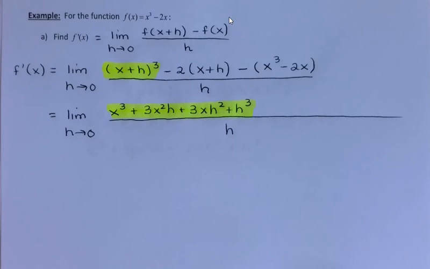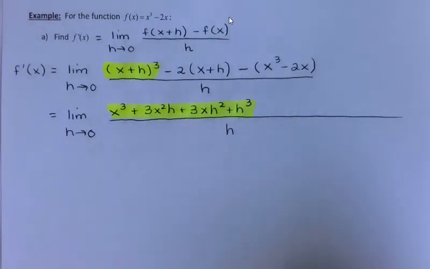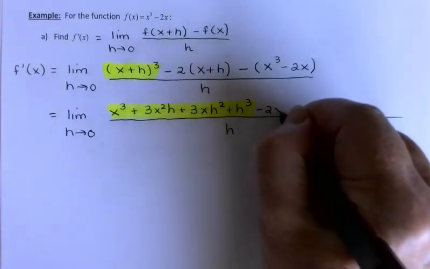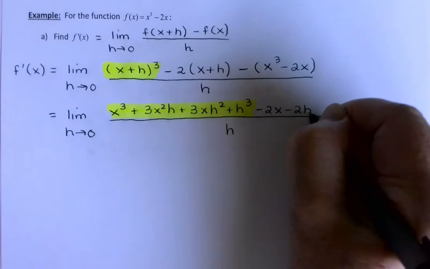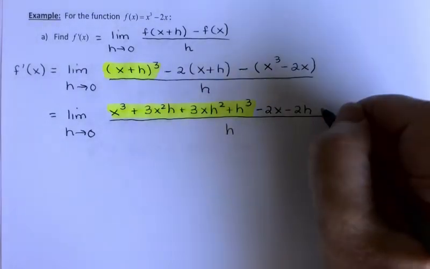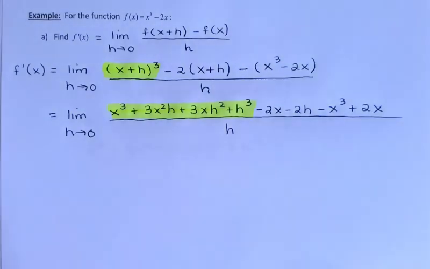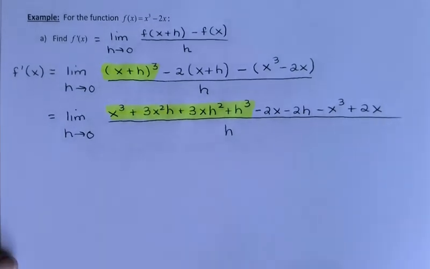All right, the rest of the algebra is a lot easier than that, or at least not that difficult, but a lot less time consuming. Distributing the negative 2, I have negative 2x minus 2h. And distributing the negative here, I'd have a negative x cubed and a plus 2x. Once again, this is the point where hopefully we start to see some things that add up to 0 and go away, and we do.